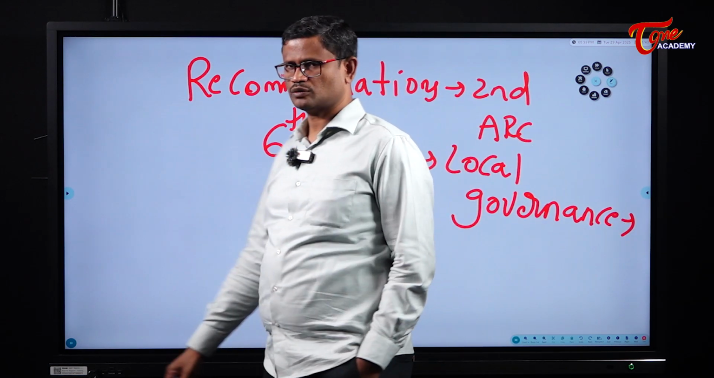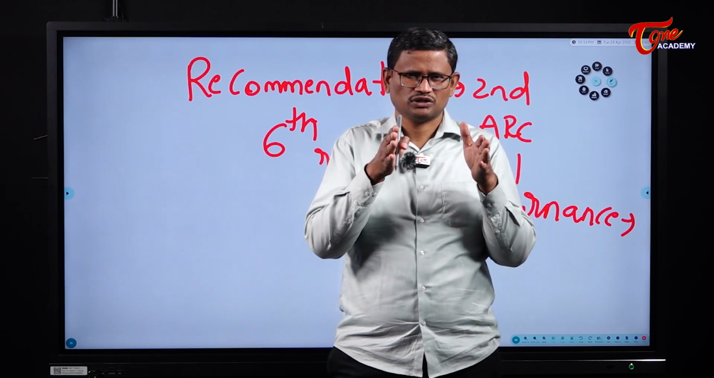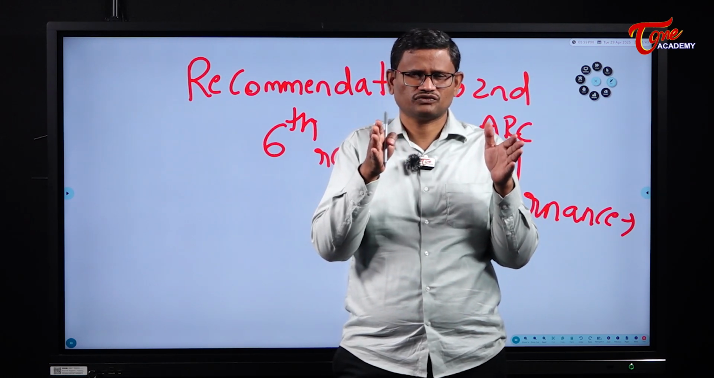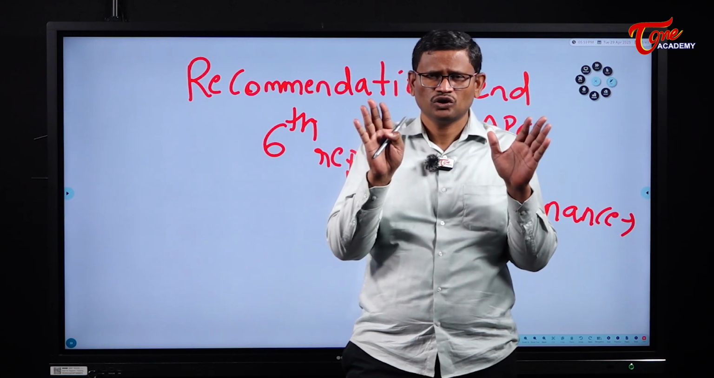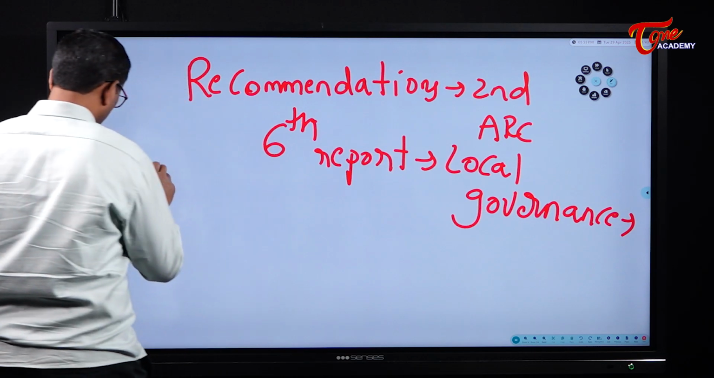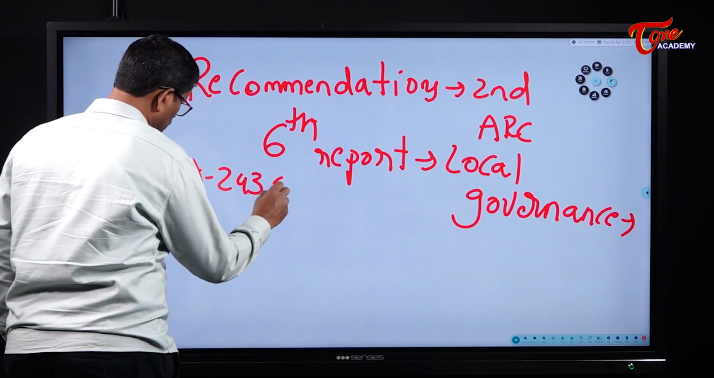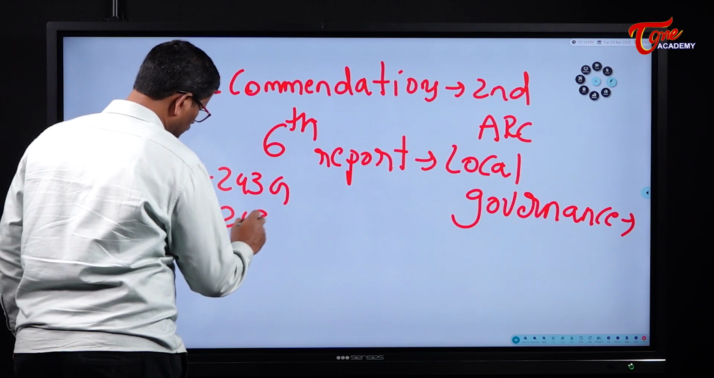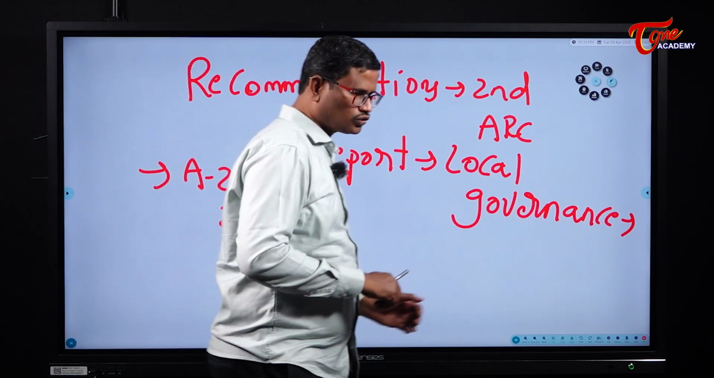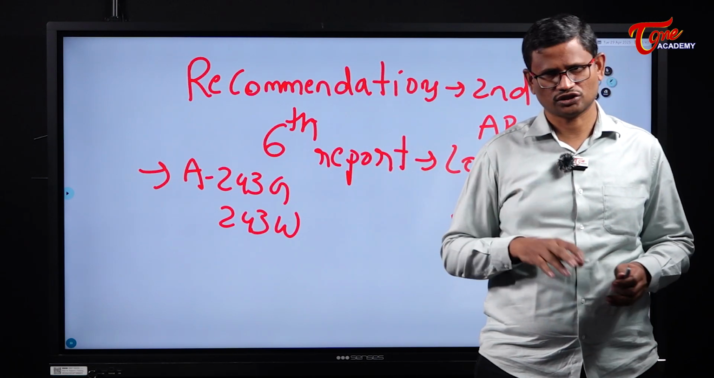The sixth report is about local governance. In this report, the Second Administrative Reforms Commission has come up with a number of suggestions for strengthening the rural and urban local self-governing institutions. If you see some of the recommendations, the first recommendation is in Article 243G and 243W. Remember, Article 243G and 243W deal with the 11th Schedule and the 12th Schedule.